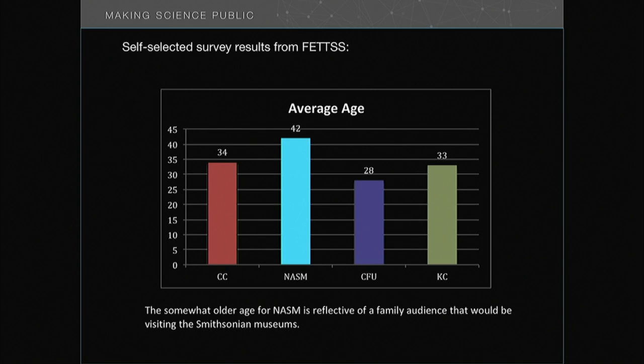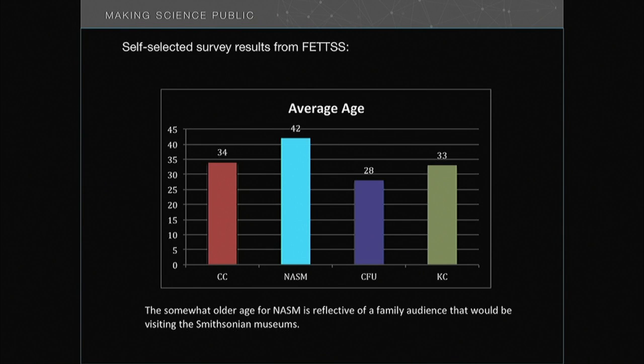CC stands for Corpus Christi, and that was a mall in Texas. NASM, you're probably all familiar with, the National Air and Space Museum in DC. CFU was a college library in Central Florida. And KC was Kansas City train station. So we tried to pick a few different examples to show you how we're looking at these and what some of the demographic differences are among them.